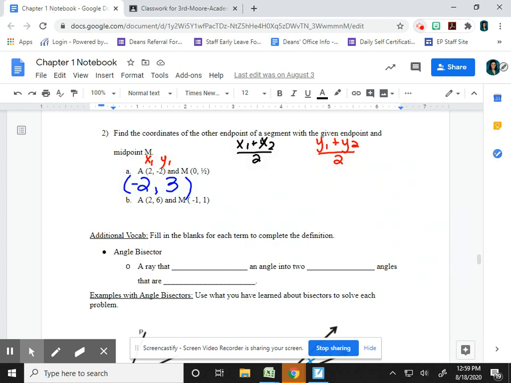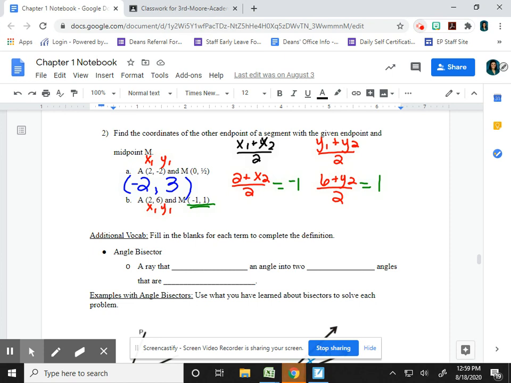So we're going to set this one up. This is our x1 and our y1. So we know 2 plus our x2 divided by 2. And we know 6 plus our y2 divided by 2. And what I know is it's equal to negative 1 and equal to 1. Because this is what it's equal to. It's equal to the midpoint.